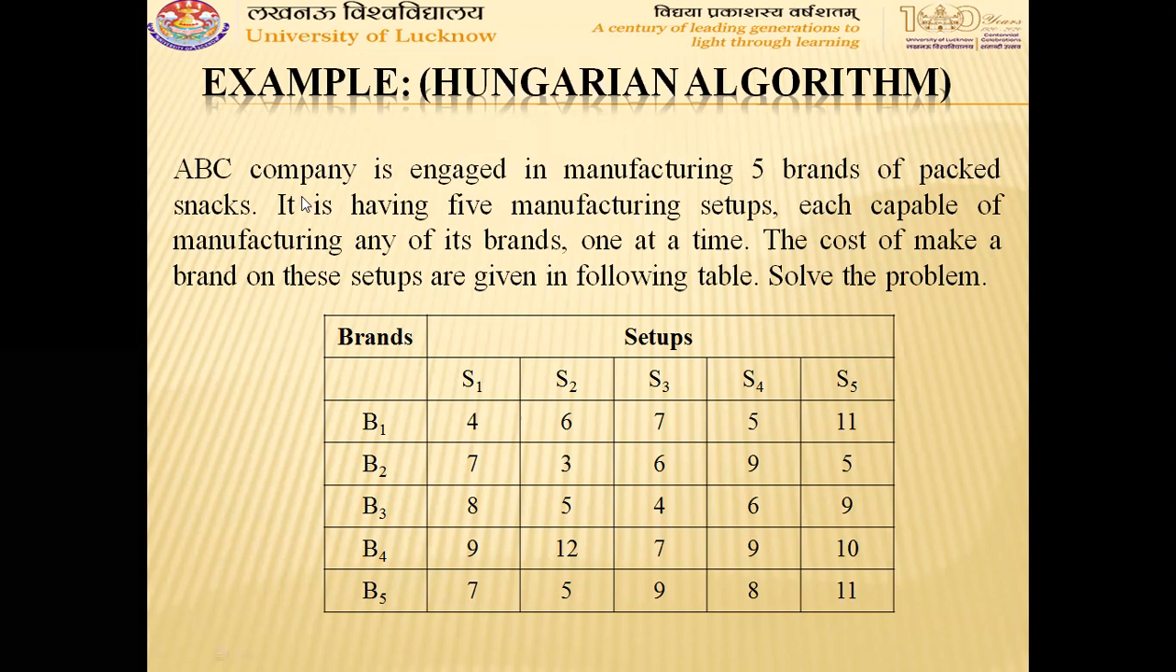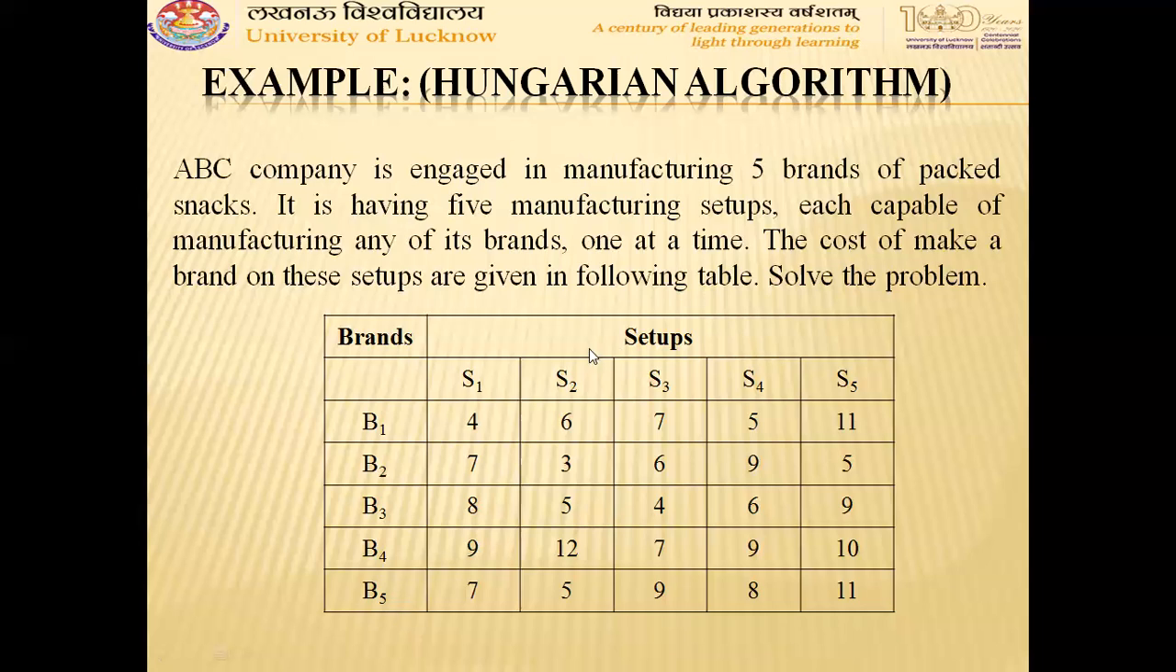The example said that ABC company is engaged in manufacturing five brands of packed snacks, it having five manufacturing setups, each capable of manufacturing any of its brand. That is, we have five brands B1, B2, B3, B4, and B5, and five setups S1, S2, S3, S4, and S5. The cost of making a brand on these setups are given in the following table.